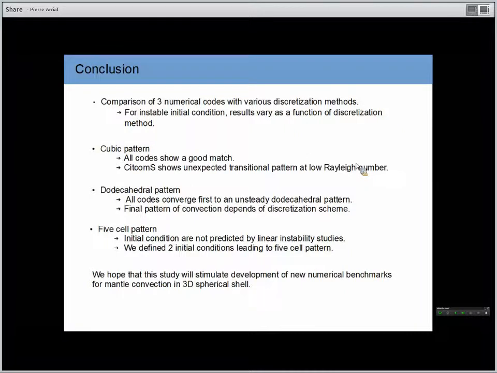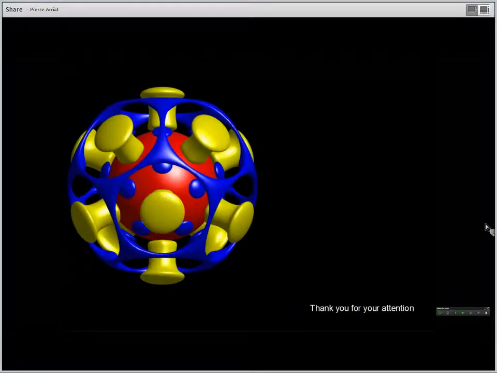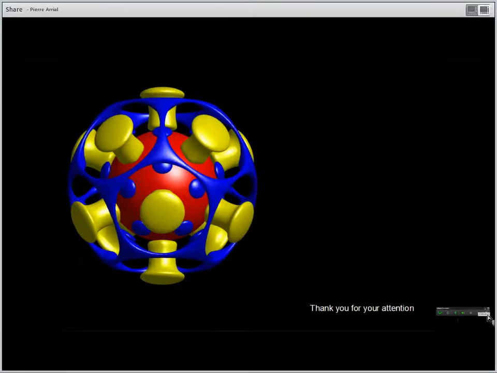And eventually, we presented two new conditions. These patterns are not unstable, but they were not predicted and could be two new patterns that we can use for future benchmarking comparisons. So this study will stimulate development of benchmarks for mantle convection in 3D spherical shells. So thank you for your attention. And now, if you have any questions.